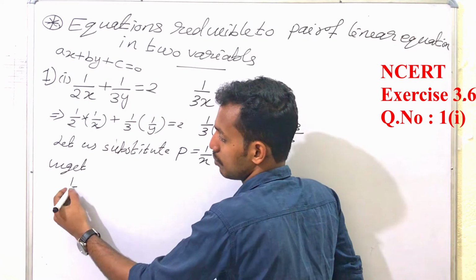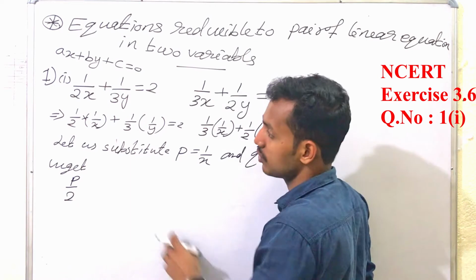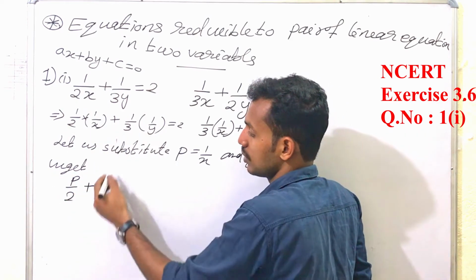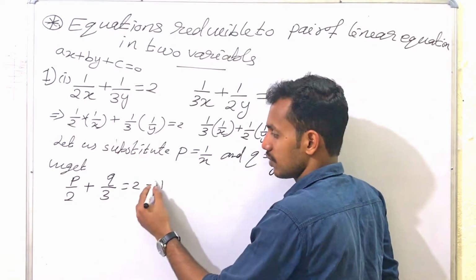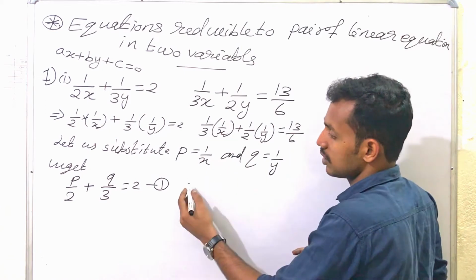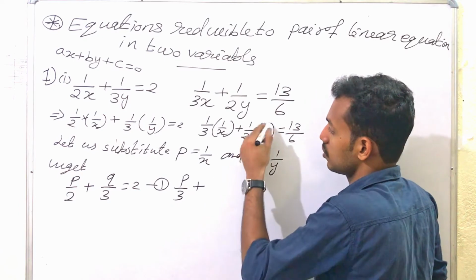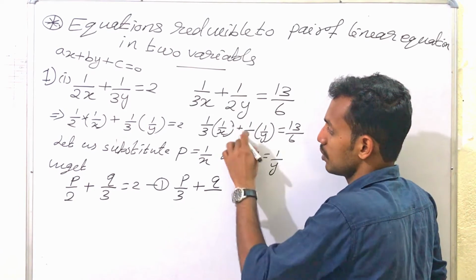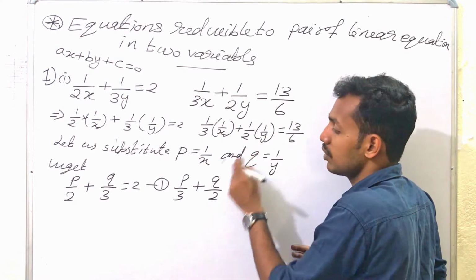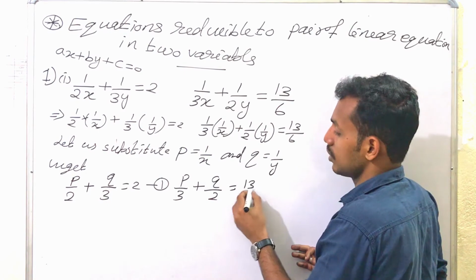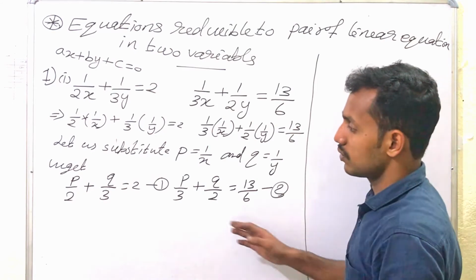this equation: 1 by 2, that is 1 by x will be P, so 1 by 2 P will be P by 2, plus Q by 3 is equal to 2. This we can call equation number 1. As well here, 1 by x will be P, so P by 3 plus Q into 1 by 2, that means Q by 2, is equal to 13 by 6. Equation number 2. Now I am going to solve this pair of equations.